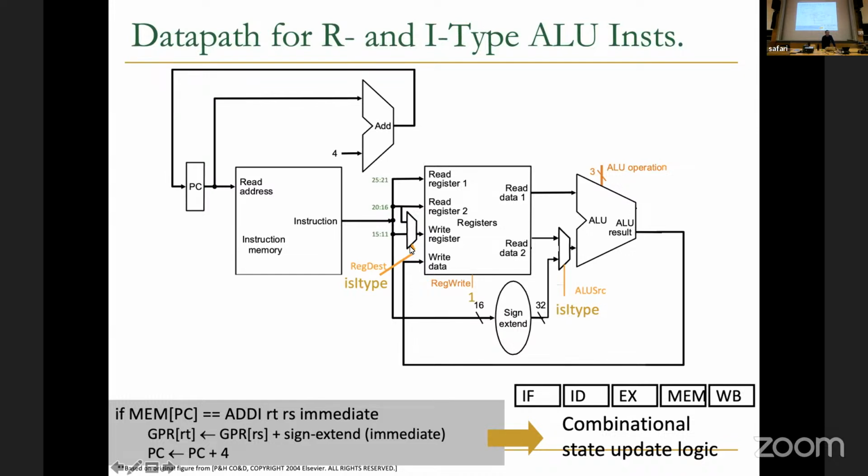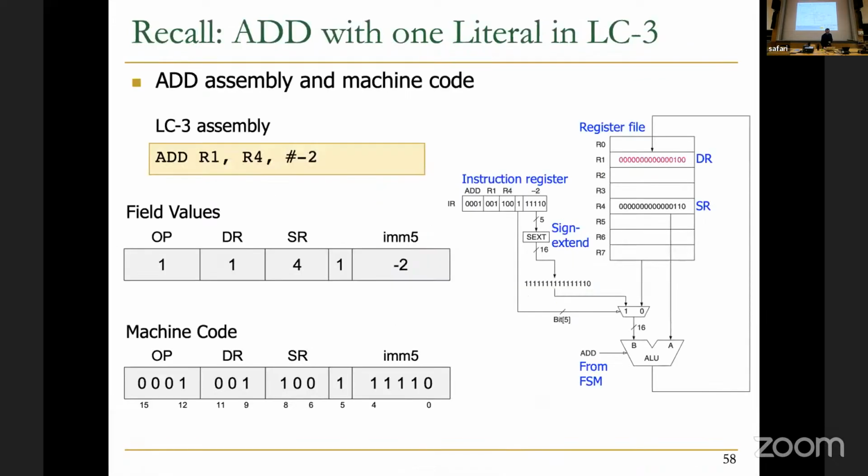So we complicated the data path. We also complicated the control logic. Well, control logic we are not looking at yet. And of course, the register write control signal needs to be set to 1, and the ALU operation needs to be set to add. Okay? So now we can execute R-type and I-type ALU instructions. It's very similar for subtraction, for example. You just need to change the ALU operation. Or NOR. You just need to change the ALU operation.